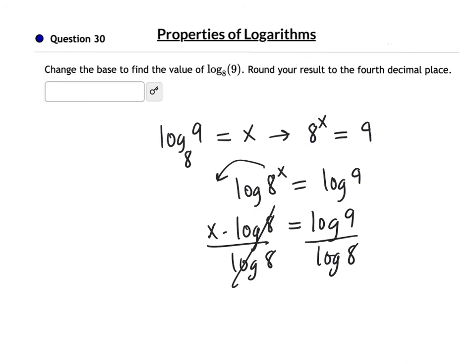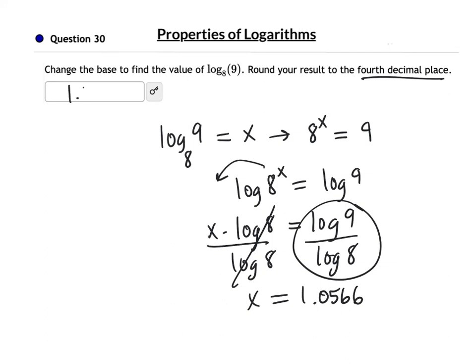Anything divided by itself is 1. X equals, put that in the calculator and round it to 4 decimal spots. It turns out to be 1.0566.